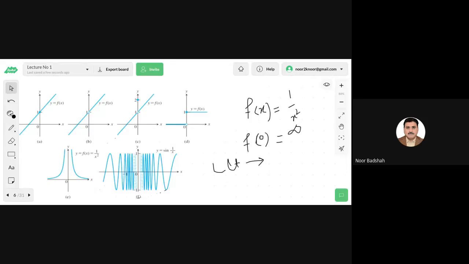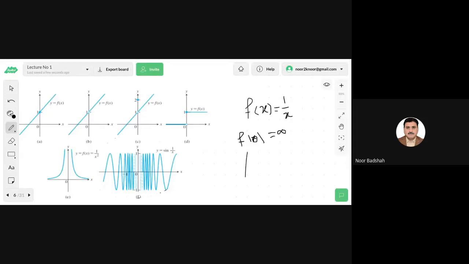So this type of discontinuity is known as infinite discontinuity. It is not necessary that if the limit is infinity, it will always exist. If you consider f of x equal to 1 over x, f of 0 is infinity.